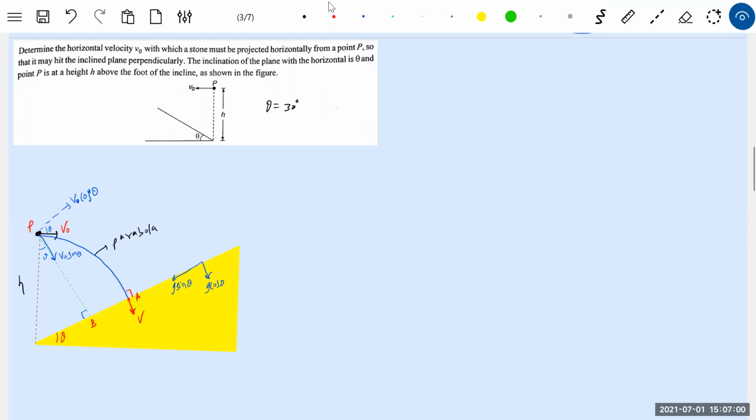Initially, at t equals 0, it was projected. After some time, it will come and strike here, no? So what type of motion is along the incline? V naught cos theta up the incline, g sin theta down the incline. So definitely it's a retarding motion, and it strikes normally at this particular point. I think these are very, very important.